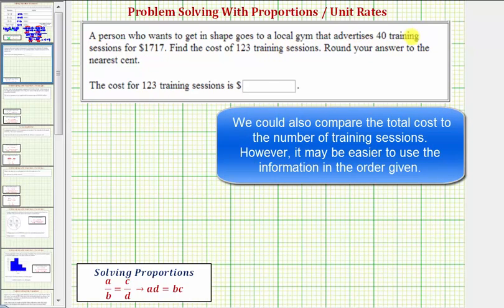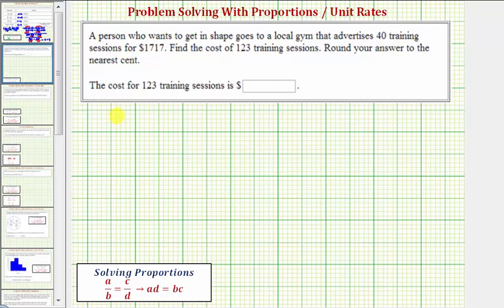So because 40 training sessions cost $1,717, we can say 40 training sessions is to $1,717 as 123 training sessions is to the unknown cost, which we'll call C. Notice how for both rates we're comparing the number of training sessions to the total cost. And now we can cross multiply and solve for C.